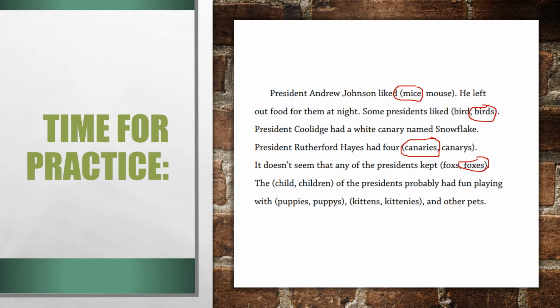The children of the presidents probably had fun playing with... That's right, puppies, kittens, and other pets. Now in this one, at the very last sentence, there is an abstract noun. Is there anyone in that last sentence of the children of the presidents probably had fun playing with puppies, kittens, and other pets? Can you find the abstract noun in that sentence? Remember, it's something that you cannot touch or feel or smell.